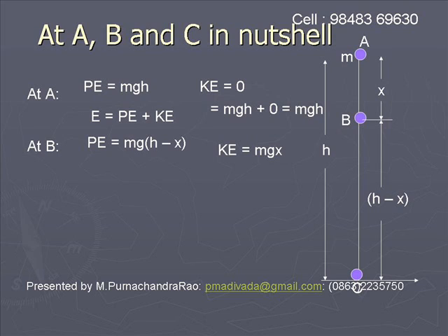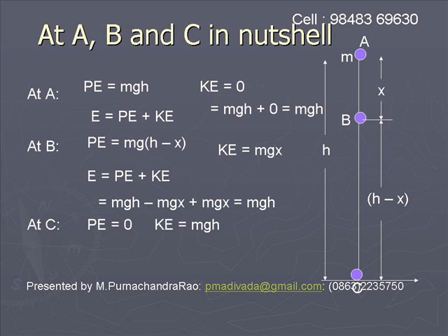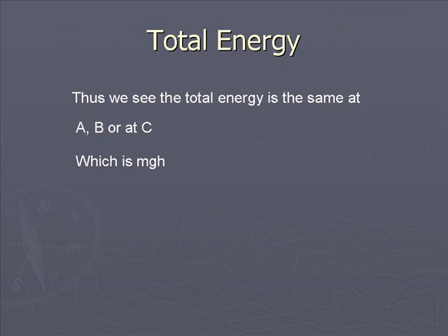At B, potential energy is equal to mg into h minus x, kinetic energy is mgx, total energy is Pe plus Ke, so it is equal to mgh minus mgx plus mgx is equal to mgh. So total energy at B is also equal to mgh. At C, potential energy is equal to 0, kinetic energy is mgh, and the total energy E is equal to Pe plus Ke, that is equal to 0 plus mgh, that is equal to mgh. Thus we find the total energy either at A or at B or at C is the same, which is equal to mgh.